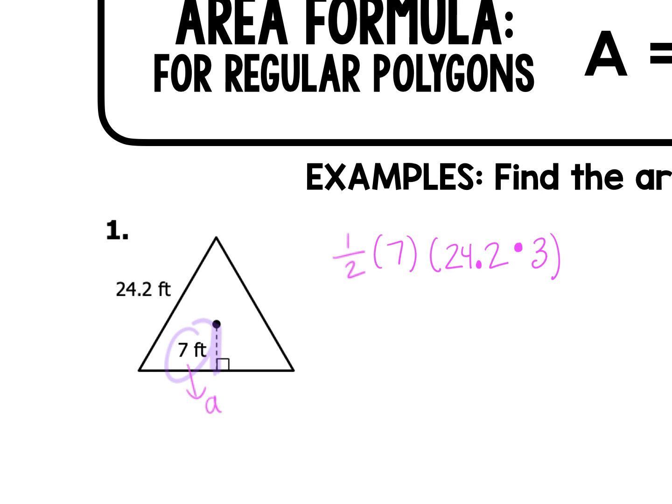Type that in the calculator. I'm just going to put parentheses around that. And just keep in mind, this dot right here is a times. It's not a decimal place. So I'm typing right now 1/2 times 7 times 24.2 times 3, and I'm getting 254.1. And that is feet squared, or square feet.